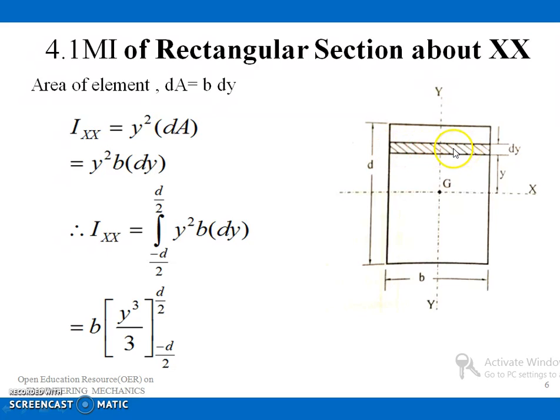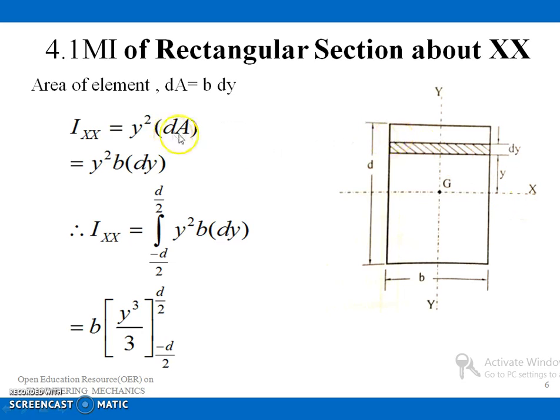I can take the moment of inertia of this section about the centroidal axis. In that case, it will be equal to area into distance, that is y square. And if I integrate the moment of inertia of the small section throughout this limit, I can get the total moment of inertia of this rectangular section about the centroidal axis.